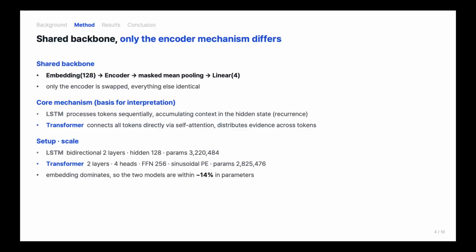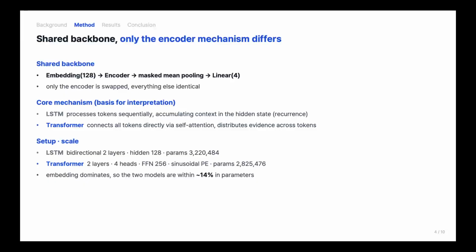Now the models. Both share one backbone: embedding, encoder, masked mean pooling, and a linear layer. I swapped only the encoders, so the difference is purely in how the encoder builds each token's representation.